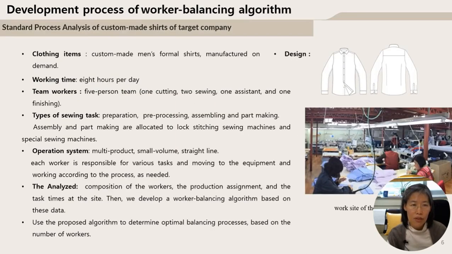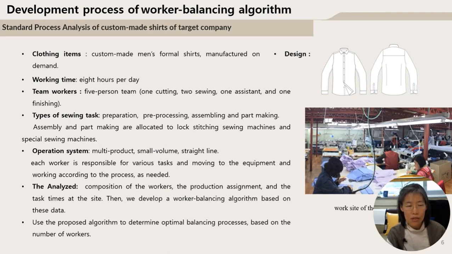The development process of our worker balancing algorithm is like this. We first analyzed the standard process of custom-made shirts. The target company's items are custom-made men's formal shirts, manufactured on demand. The target shirt manufacturer's working time is 8 hours per day, and the workers make up a 5-person team: 1 cutting, 2 sewing, 1 assistant, and 1 finishing. Sewing is divided into preparation and pre-processing, and assembling and part making. Assembly and partial work are allocated to lock stitching sewing machines and special sewing machines.